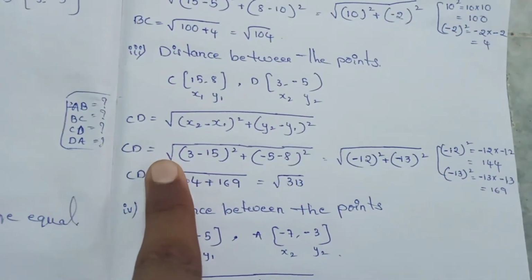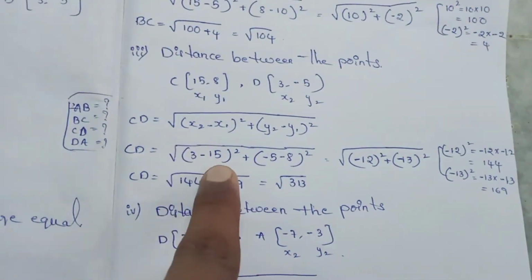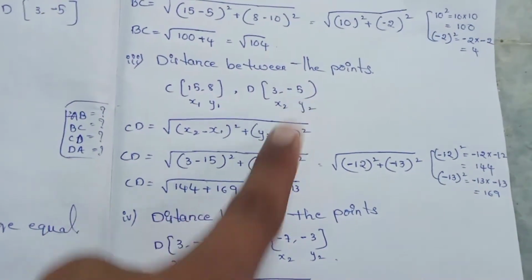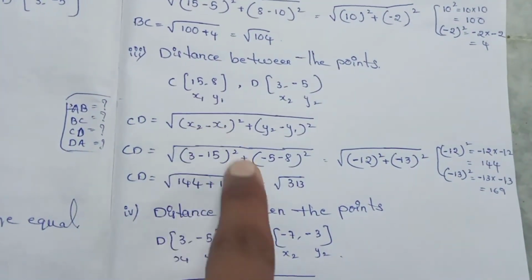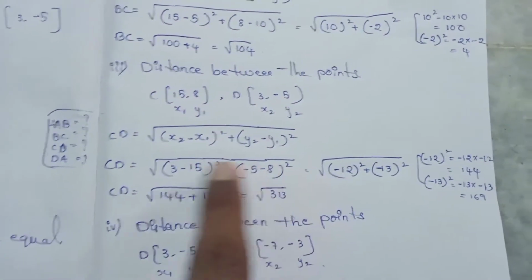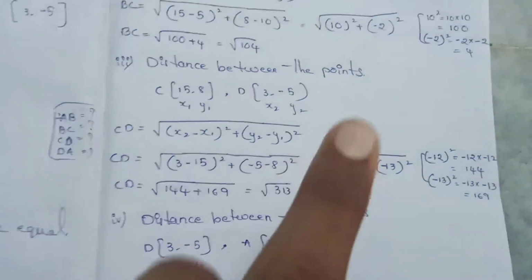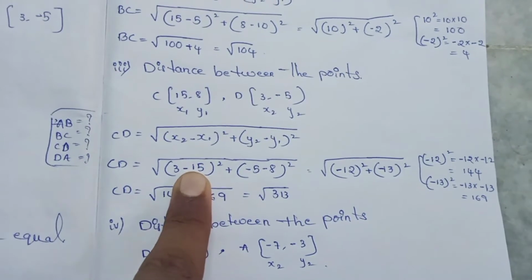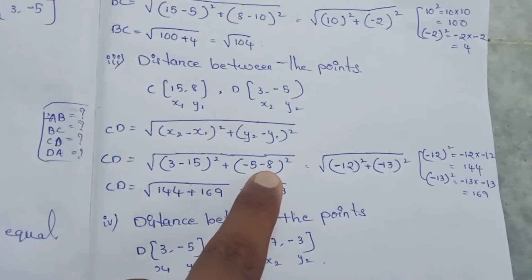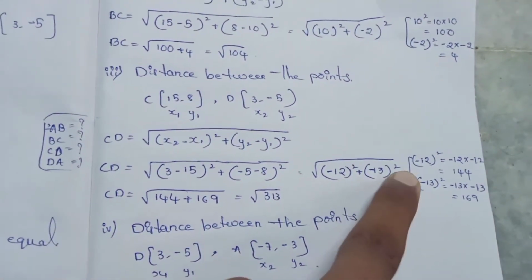CD is equal to, x2 is 3, x1 is 15. 3 minus 15, (x2 minus x1) whole square, plus y2 minus y1. y2 is minus 5, y1 is 8. Minus is there here. Minus 5 minus 8 whole square. 3 minus 15: you leave it, 15 minus 3 is 12. The greater number contains which sign here? Minus. So minus 12 whole square plus minus 5 minus 8. 5 plus 8 is 13, so minus is there here. So minus 13 whole square.